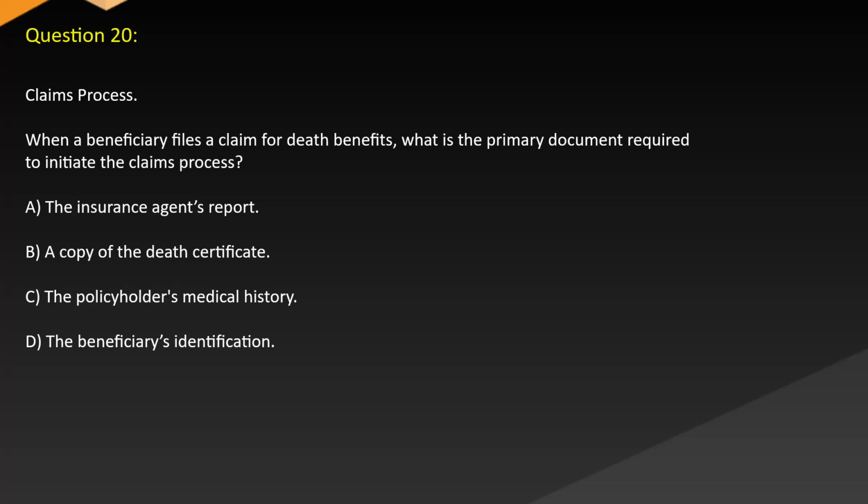Question 20. Claims process. When a beneficiary files a claim for death benefits, what is the primary document required to initiate the claims process? A. The insurance agent's report. B. A copy of the death certificate. C. The policyholder's medical history. D. The beneficiary's identification.